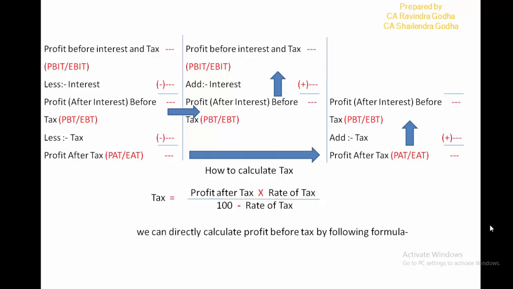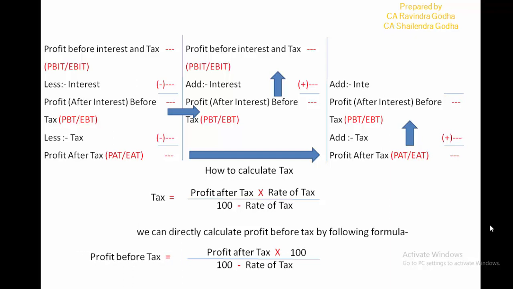We can directly calculate profit before tax by the following formula. Profit before tax is equal to profit after tax, which is given in the question, into 100 divided by 100 minus rate of tax, which is given in the question. So when we multiply by rate of tax, we get the value of tax, and when we multiply by 100, we get profit before tax.